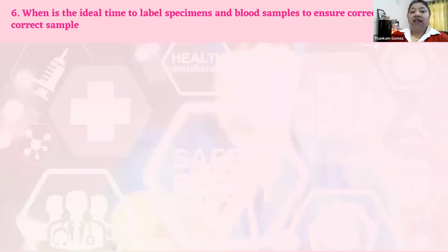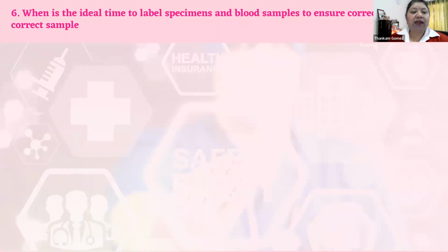Number 6, when is the ideal time to label specimens and blood samples to ensure correct patient to correct sample? Now, sample errors are very common errors in almost all hospitals. Every hospital is struggling to reduce that error, because if you have errors, you will have wrong reports or you have to prick the patient again. There are many other things which are involved when one sample is wrong. So now again, nurses are the ones who collect most of the time the samples.